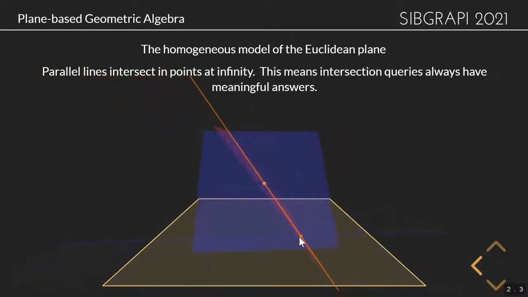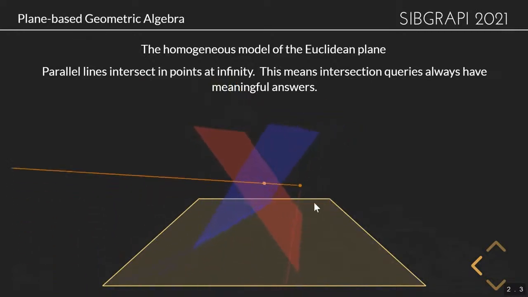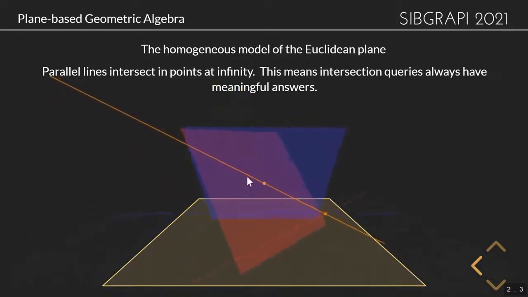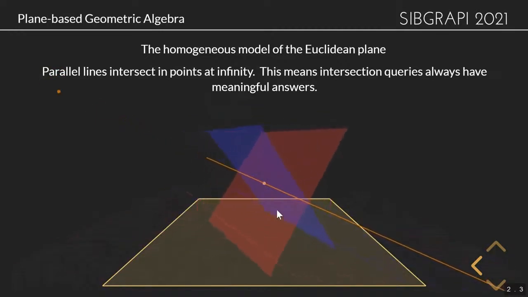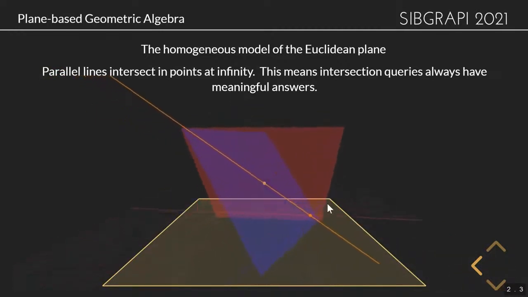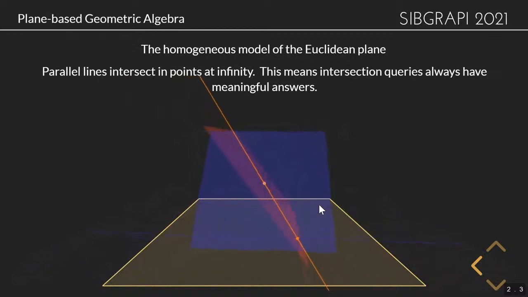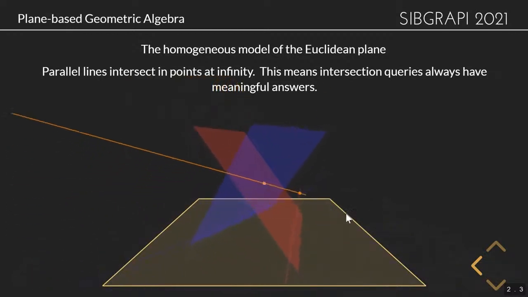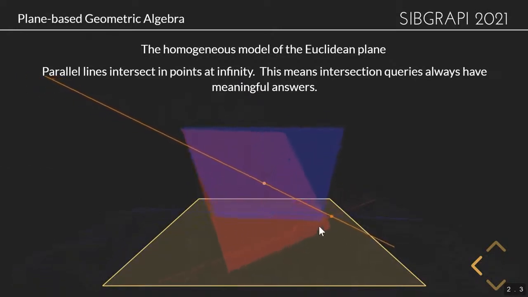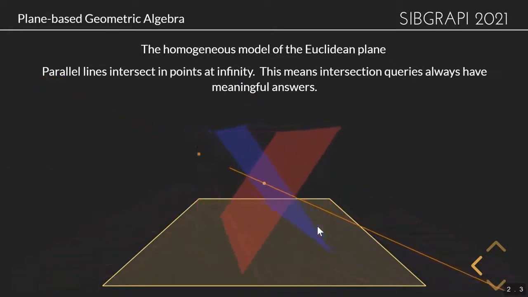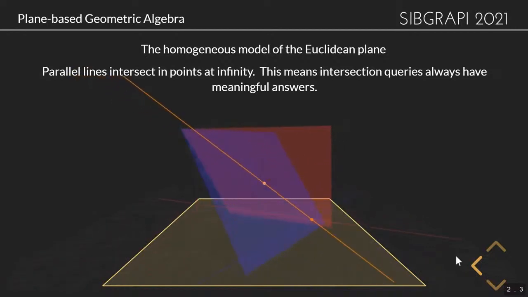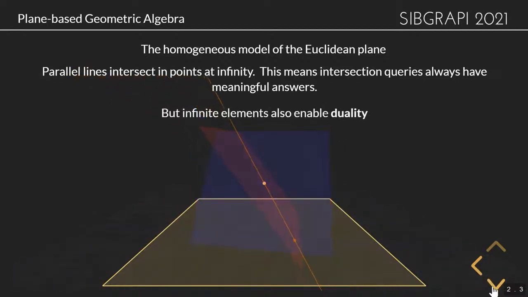So if the orange line cuts the projective plane, it does so exactly where the red and the blue one cut, and if it doesn't cut the projective plane, it's that exact point at infinity where the red and the blue line still intersect. So parallel lines intersect at infinite points, and you always get an answer. So that's one nice feature that you get when you add these elements at infinity. But it is not the only one.